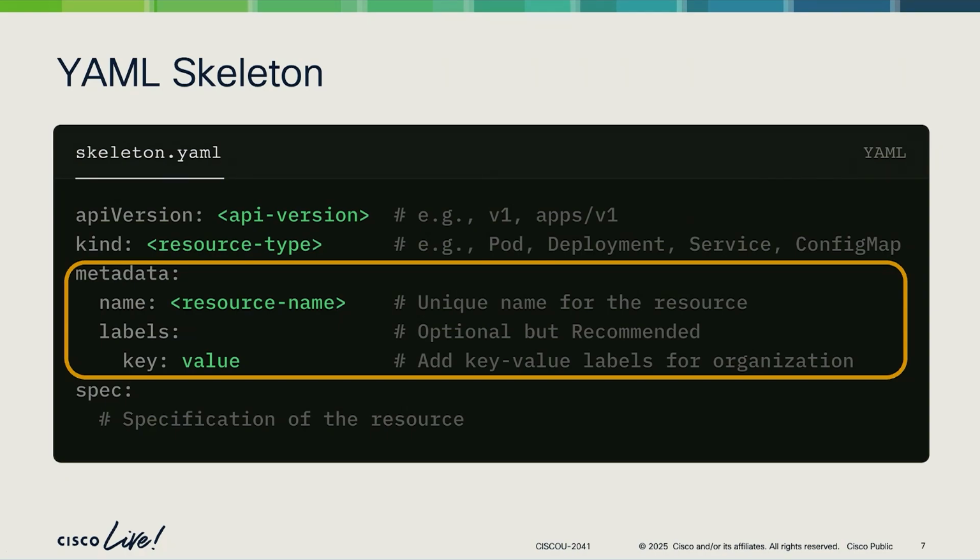It can be the name of your deployment. It can be the labels. Labels are key value pairs. They are optional, but they are always recommended.